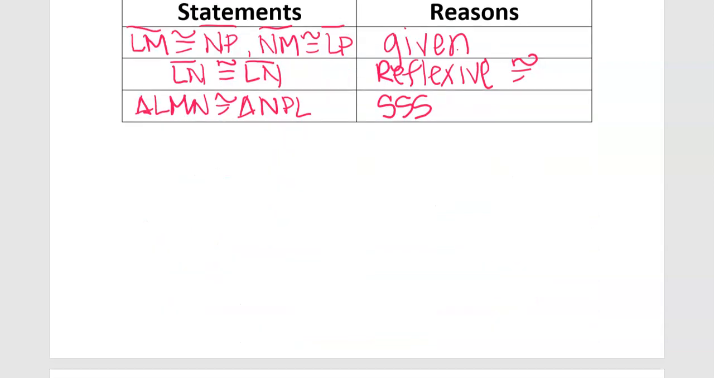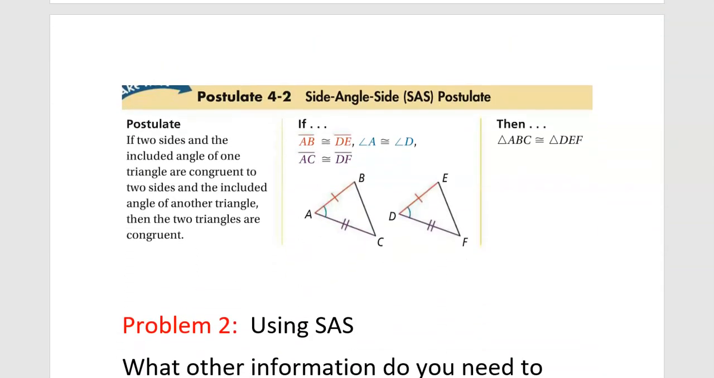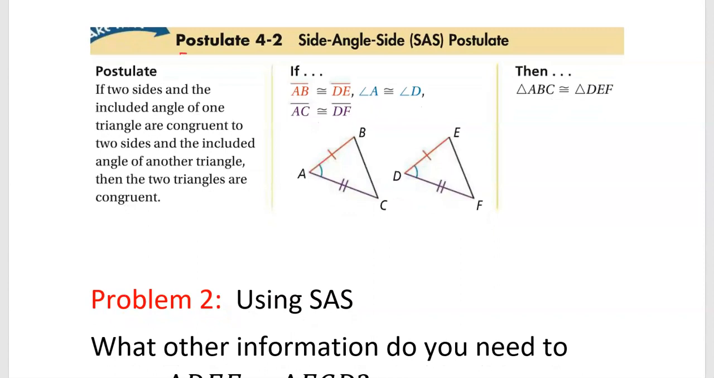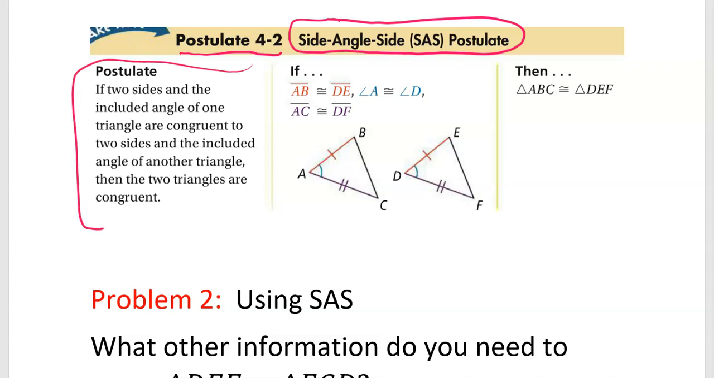So let's do another one. I guess we'll do side angle side once we have it. So here's your second postulate of the day. Again, this is postulate 4.2. I would rather that you use SAS. If you know what SAS stands for, you never have to write it out, and we'll do just the words. Here's what it says. If two sides and the included angle of one triangle are congruent to two sides and the included angle of another triangle, then the two triangles are congruent.